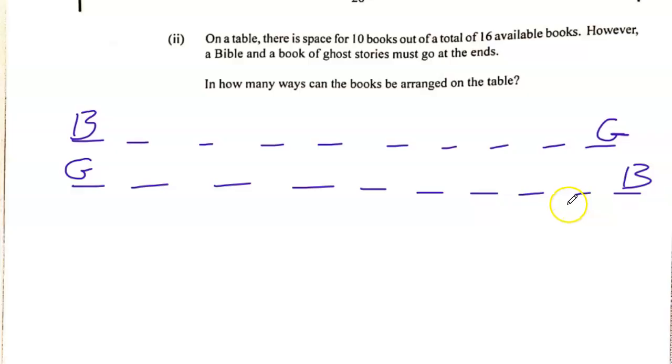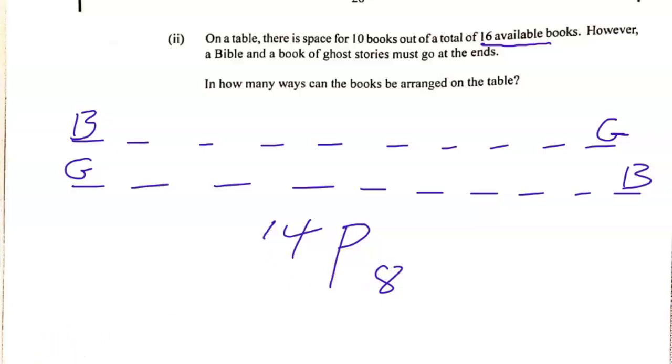Alright? In how many ways can the books be arranged on the table? So we have 16 books, but actually it's 14 books, because the Bible and the ghost stories book are fixed. Either Bible at the front or Bible at the end. Ghost stories at the front or ghost stories at the end. So it's really 14 books now fighting for 8 places. So 14, pick 8.